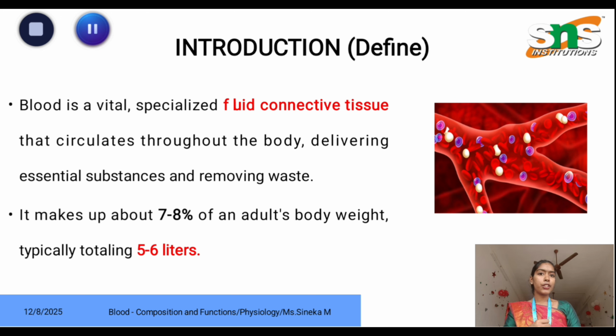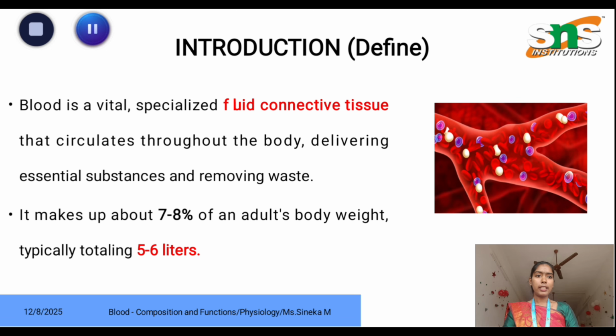The major function of blood is to supply essential substances such as oxygen and nutrition, and another function is removing waste from our body such as carbon dioxide. It makes up about 7 to 8% of adult body weight, typically 5 to 6 liters in a healthy adult.